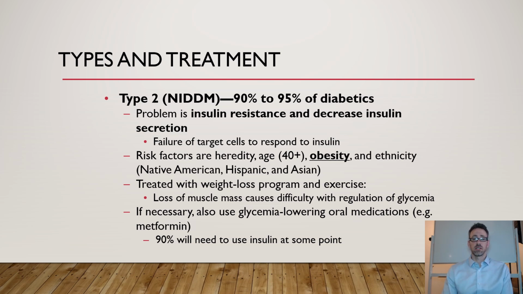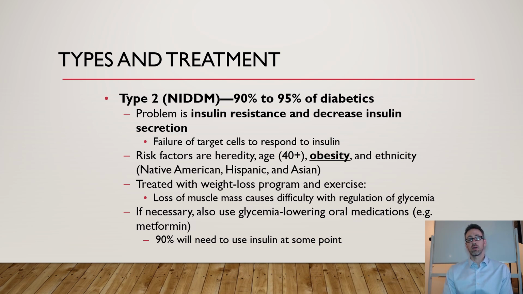Oftentimes with this, it's treated with a weight loss program and exercising, because interestingly enough, exercising muscle doesn't require as much insulin. Loss of muscle mass causes difficulty with the regulation of glycemia as well, because again, exercising muscle doesn't require insulin and can utilize some of that glucose. Also, they've seen that reductions in weight can also increase insulin sensitivity.